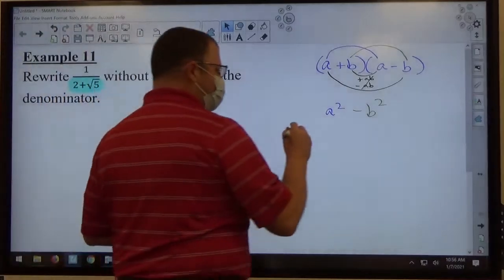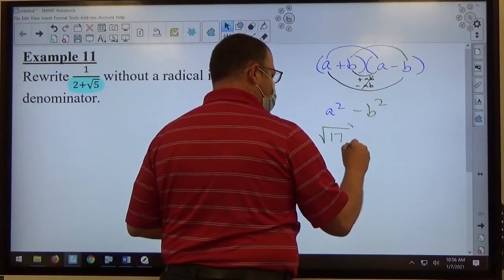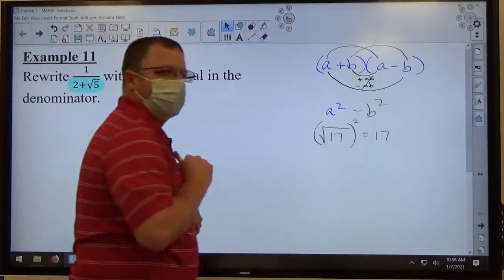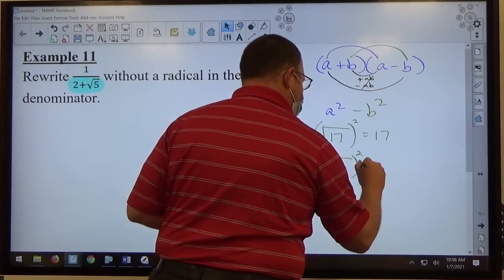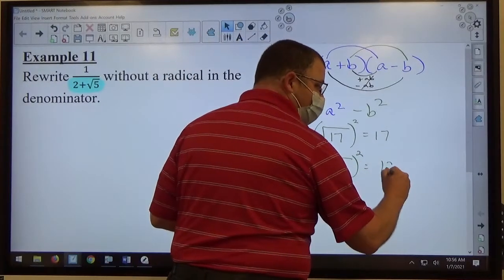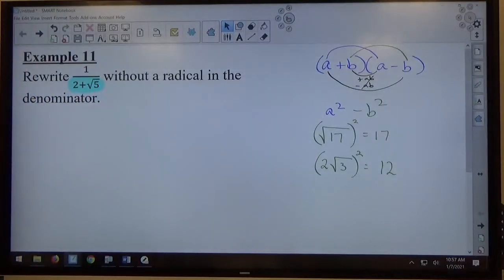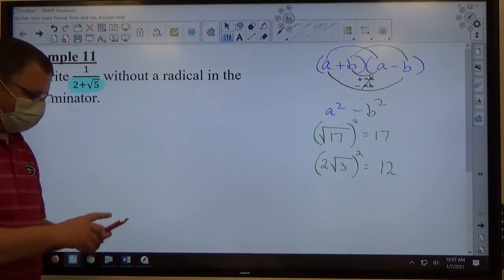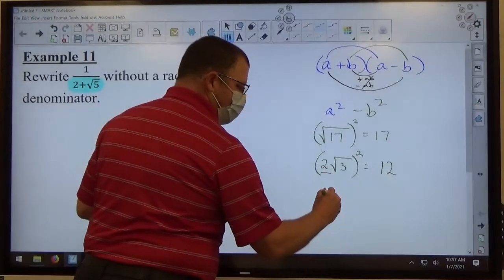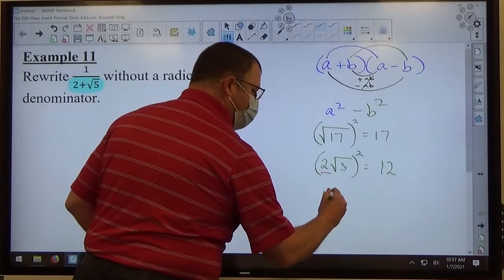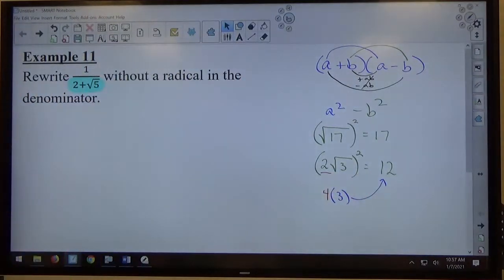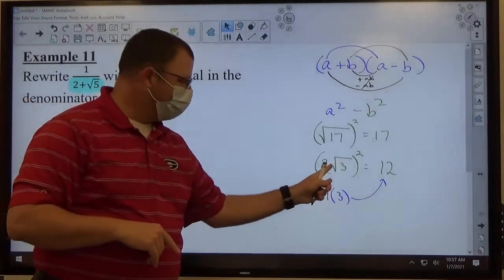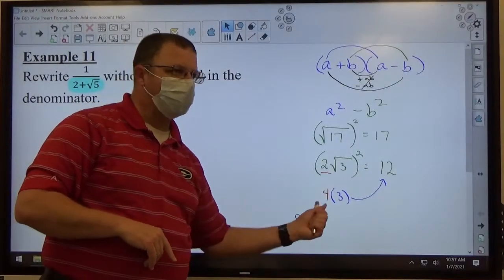So for example, if I did the square root of 17 squared, that equals 17. If I do 2 times the square root of 3 squared, that equals 12. Take a moment to digest that one there. What is 2 times 2? 4. And the square root of 3 times itself equals 3. So 4 times 3 makes you 12. Okay, so if your square root happens to be simplified in some way, when you square it, you're squaring both pieces of it. So square this, and then multiply the results.